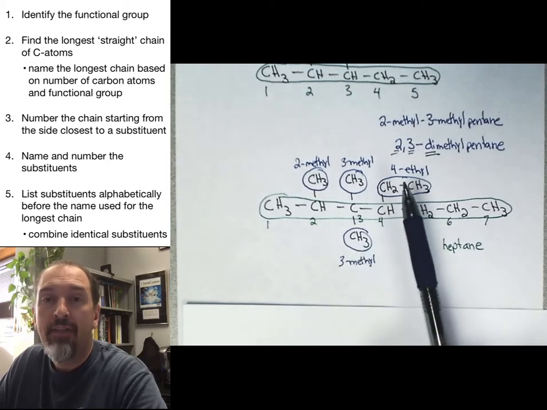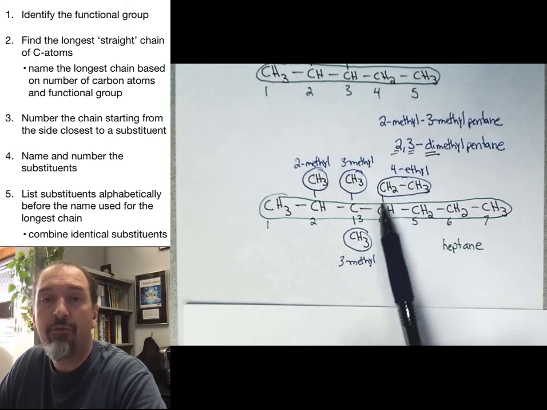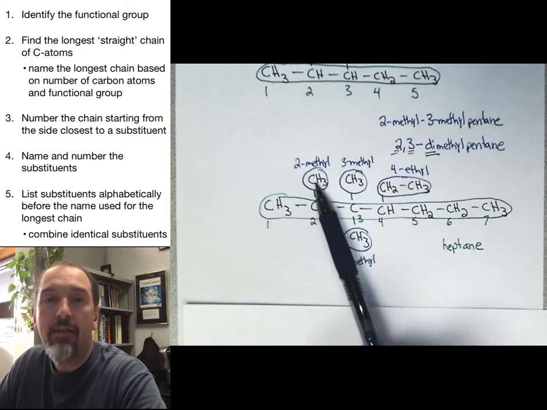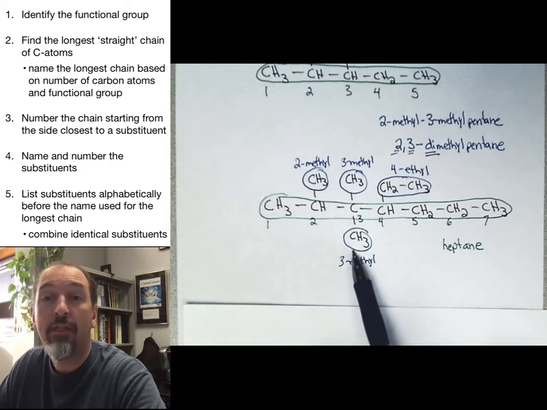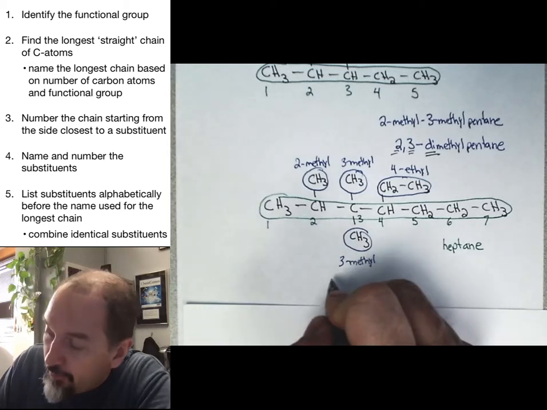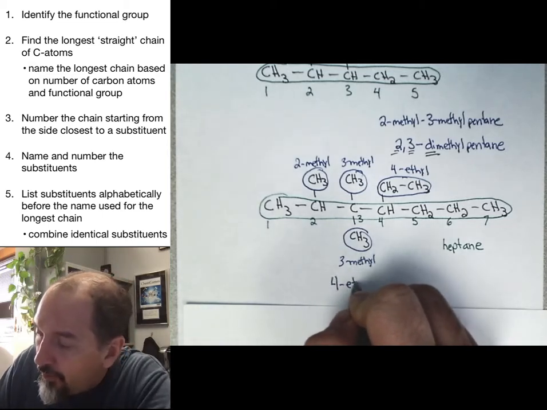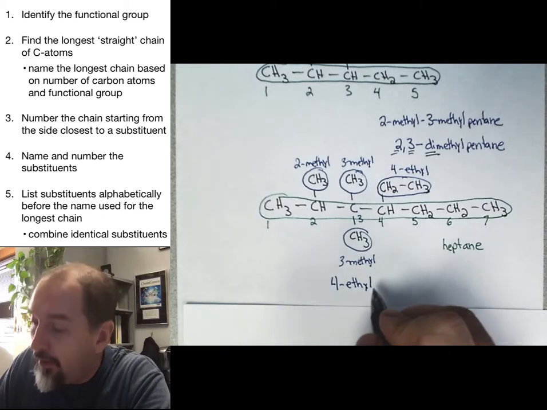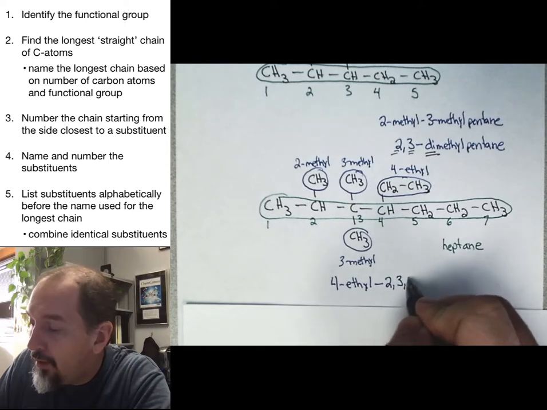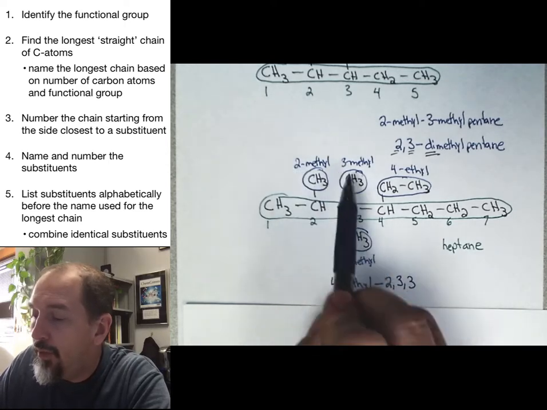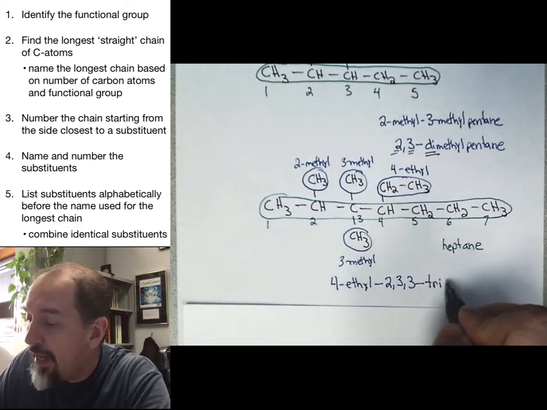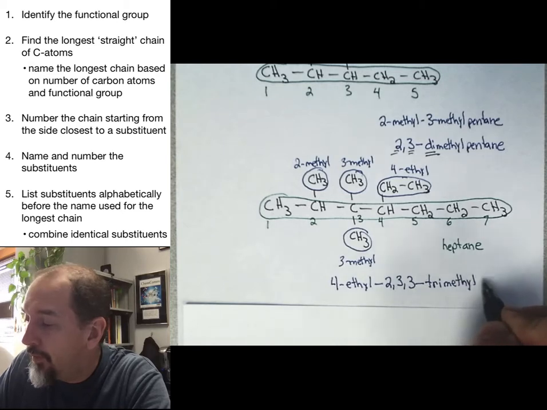So I'm going to name ethyl first because that comes before methyl. So we focus on the name of the actual substituent. But I'm going to combine these 3 methyl groups that are all identical into one, and I'm going to call that trimethyl. Okay. So I'm going to have 4-ethyl because that comes first alphabetically. Then I'm going to name all 3 of these numbers. 2, 3, 3. That's where I'm getting those from. Dash trimethyl heptane.